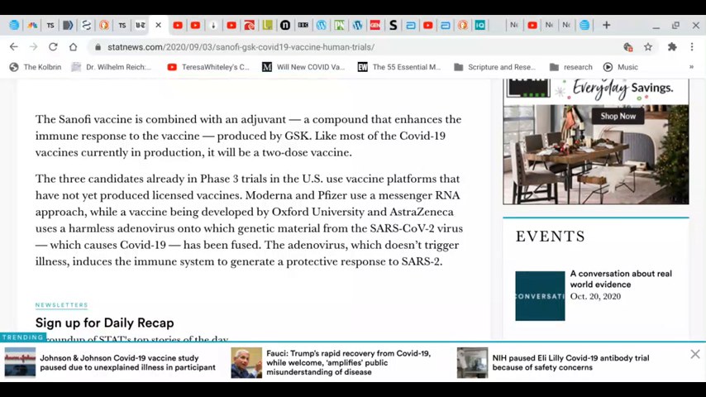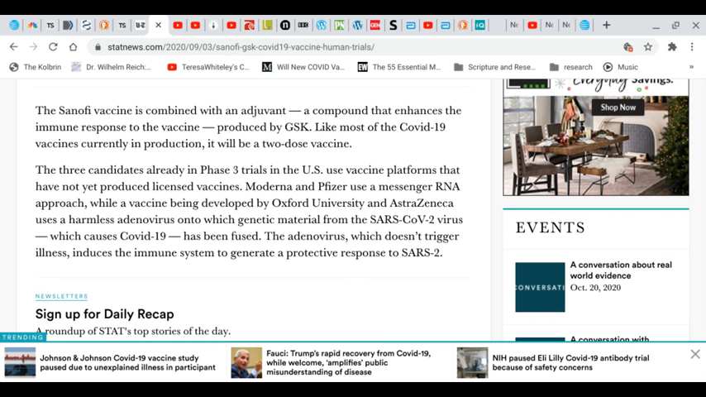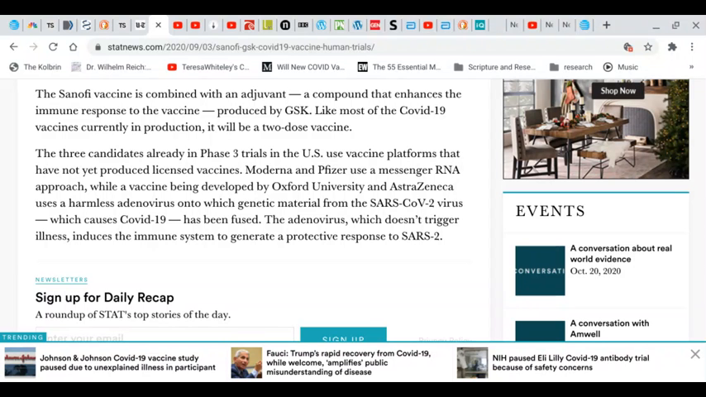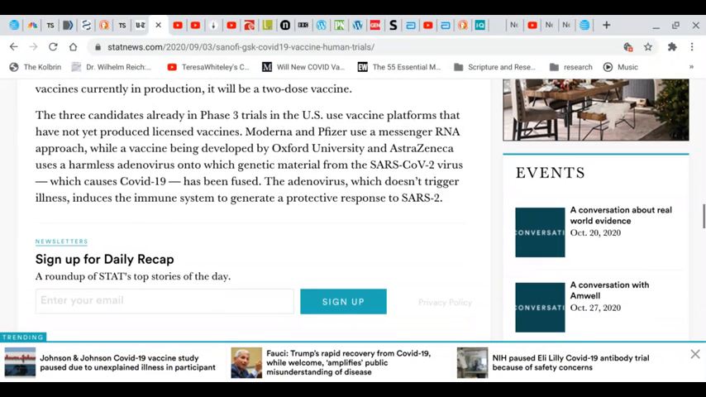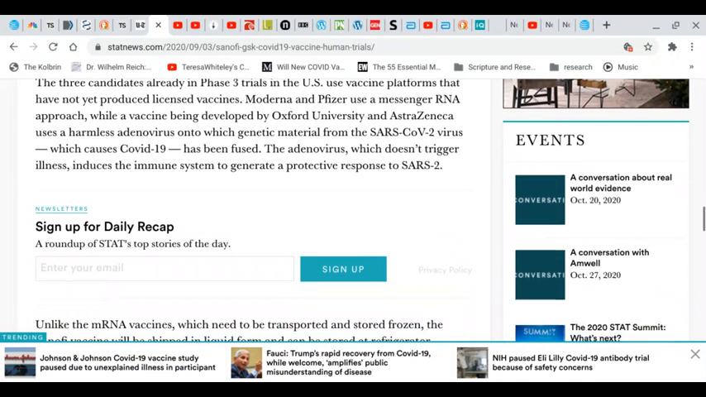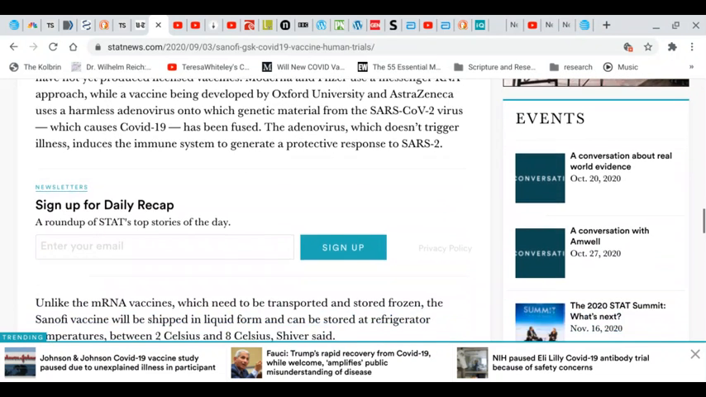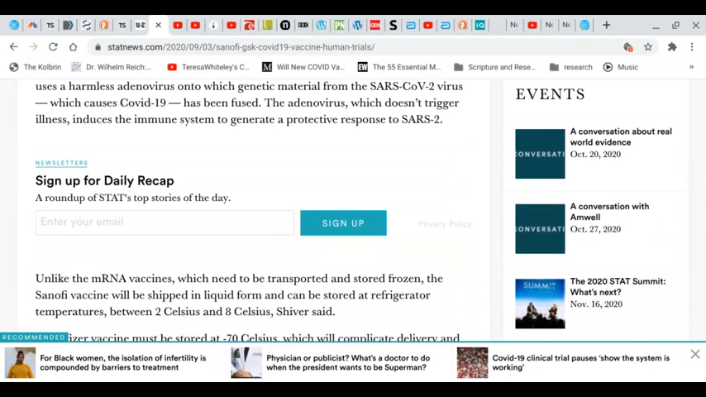Okay, the three candidates already in phase 3 trials in the U.S. use vaccine platforms that have not produced licensed vaccines. Moderna and Pfizer use a messenger RNA approach, while a vaccine being developed at Oxford University and AstraZeneca uses a harmless adenovirus into which genetic material from the SARS-CoV-2 virus, which causes COVID-19, has been fused. The adenovirus, which doesn't trigger illness, induces the immune system to generate a protective response.